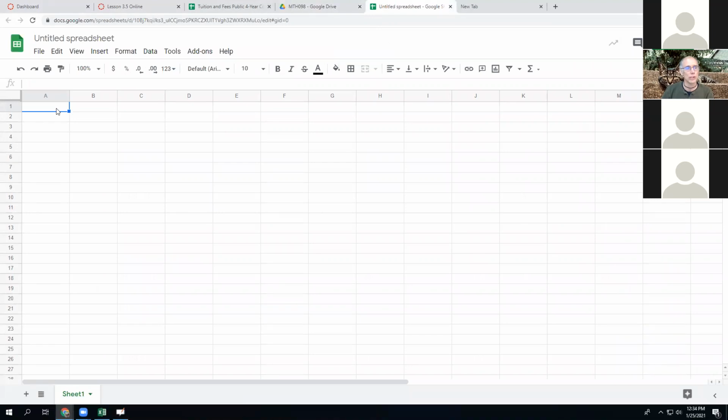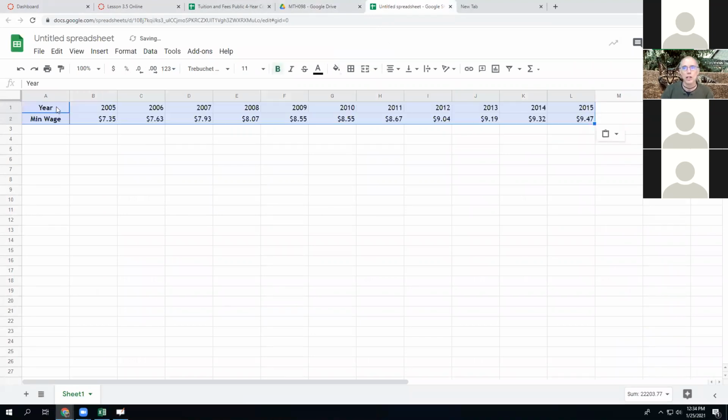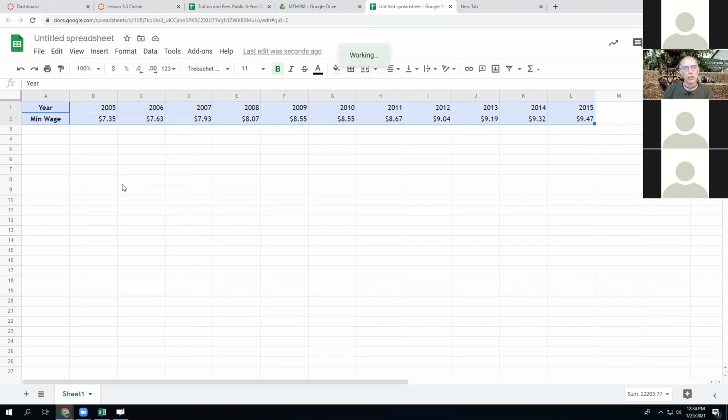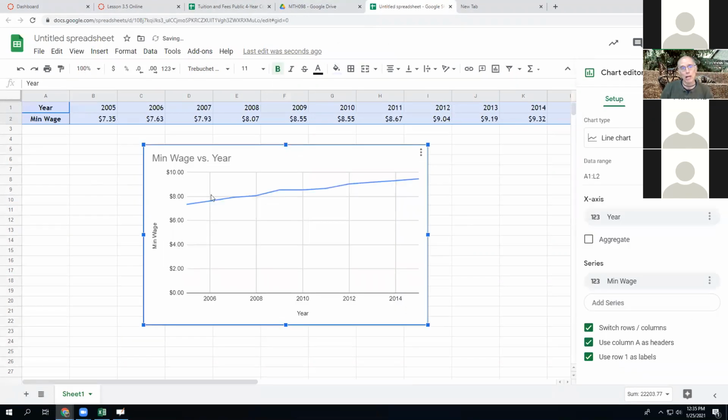Come on, Google. There you go. And pretty similar to Excel. And then if I highlight it, I can ask for a chart. And Google has a little chart button, or I could go to Insert Chart. Google automatically gives me a recommended chart.